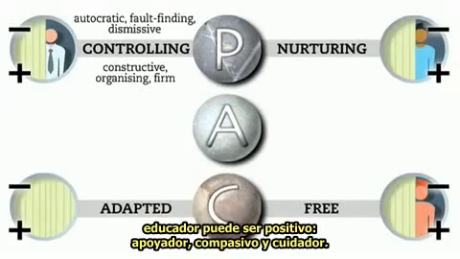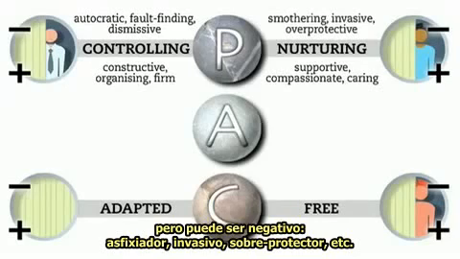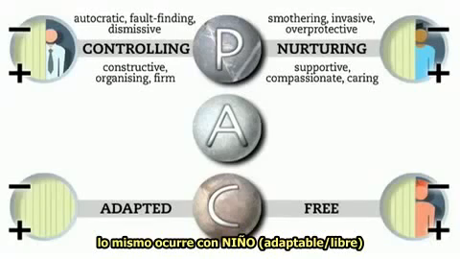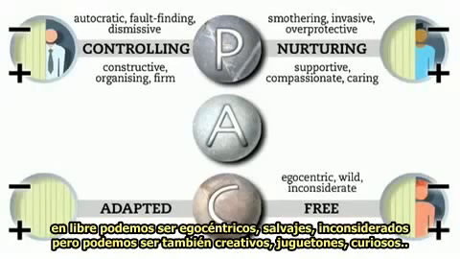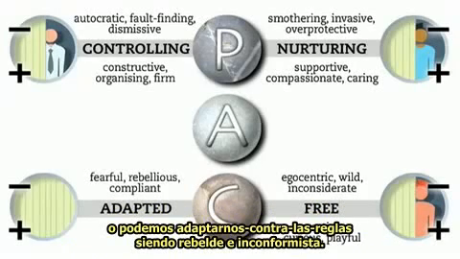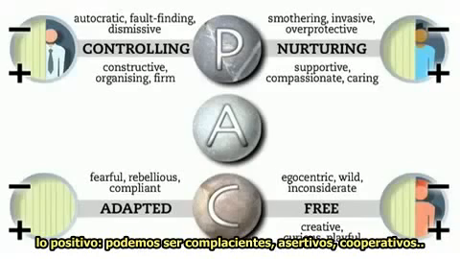Nurturing might seem positive when it's expressed in support, compassion and care, but it can also be smothering, stifling and overprotective, and end up feeling more critical than nurturing. The same with the adapted and free child styles. In free mode, we can be egocentric and selfish, wild and inconsiderate, but we could be creative, playful, curious. Adaptive mode refers to how we've changed ourselves in response to rules laid down by authority. On the negative side, we might have learned to be compliant, fearful, anxious or helpless, or we might have adapted other behaviours, going against the rules, becoming rebellious and anti-conformist. On the positive side, adaptation can help us get along with other humans by observing reasonable conventions.